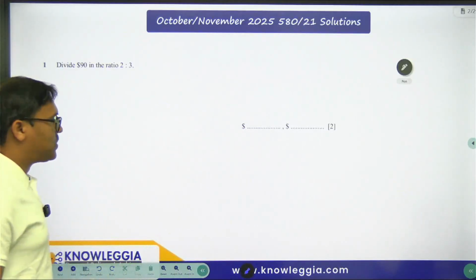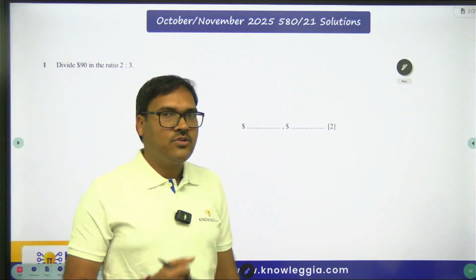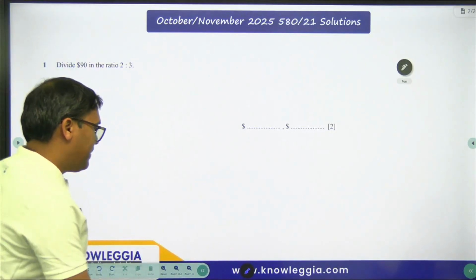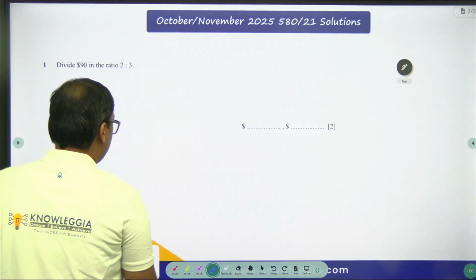So let's start with the first question. I have the answer key also. We'll solve these questions quickly and match the answer. Okay. So let's see the first question.